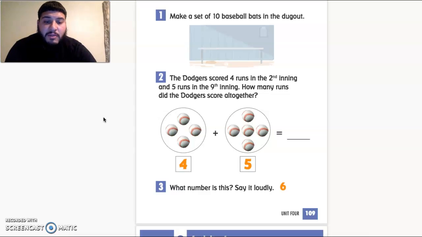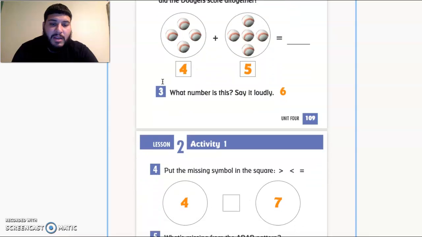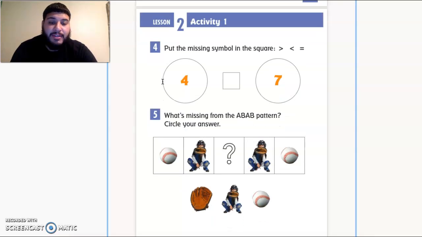Number 3, what number is this? Say it loudly. Number 4, put the missing symbol in the square. Number 5, what is missing from the AB pattern? Circle your answer. The baseball glove, the catcher, or the baseball.